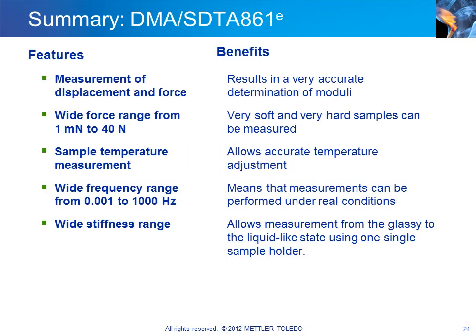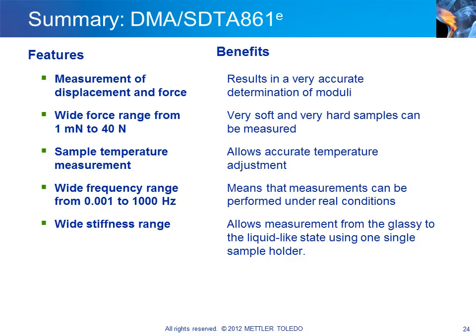This slide summarizes the features and benefits of the DMA SDTA 861e. Dynamic mechanical analysis is an excellent technique for characterizing the mechanical properties of materials such as thermoplastics, thermosets, elastomers, adhesives, paints and lacquers, films and fibers, composites, foodstuffs, pharmaceuticals, fats and oils, ceramics, constructional materials, and metals.